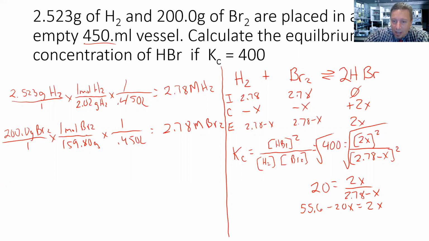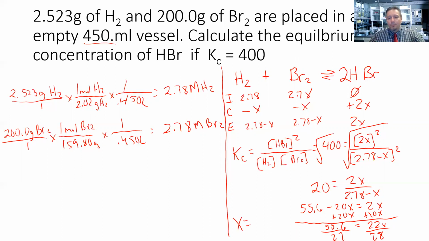All right, now I'm going to add to both sides to isolate my variable, so plus 20x, and I'm going to have 22x equals 55.6. Now I'm going to divide by 22. That isolates my x. So x equals, 22 cancels, leaving my x. So I have 55.6 divided by 22, which is 2.53. So x equals 2.53. So I've solved for x now.